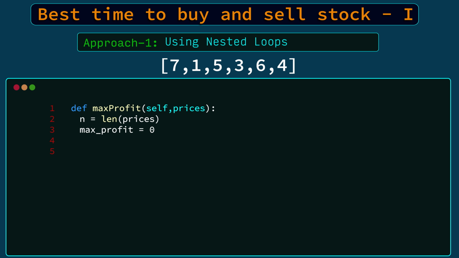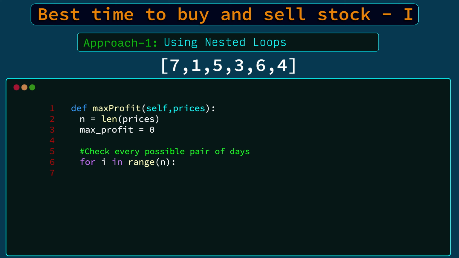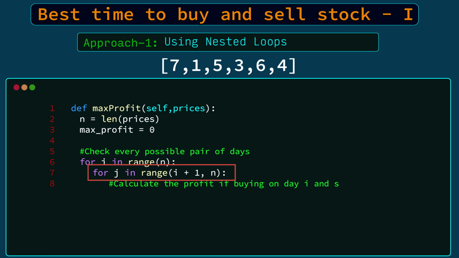Now next we'll start with the two for loops. The first loop is to check every possible pair of days, so for i in range of length of the stocks array n. Then the second loop, for j in range i plus 1 to n, is used to calculate the profit between the buying day i and the selling day j. In the second loop we start from i plus 1, because we have to sell from the next day onwards.